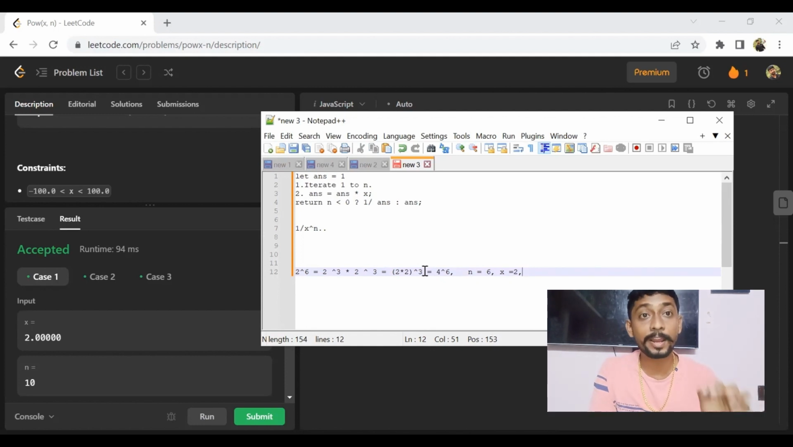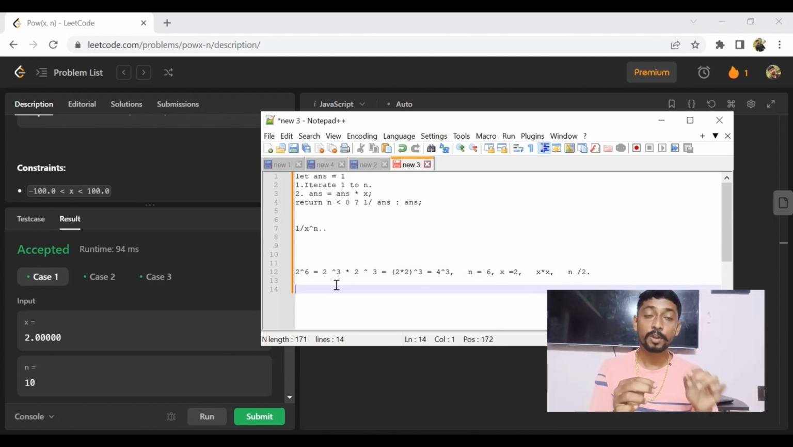So when n is an even number, what I am doing is multiplying x with x, and meanwhile n is just divided by 2. So for 2 to the power of 6, we derived 4 to the power of 3: n became 3, so n is just divided by 2. If n is an even number, you multiply x with x and divide n by 2. That is one intuition we got.